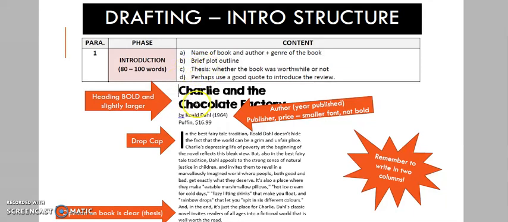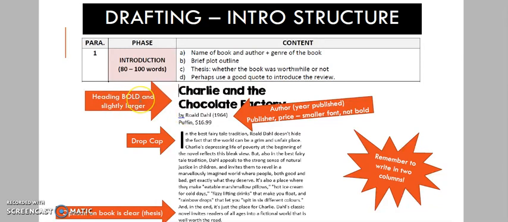So as you'll see here, the name of the book is my heading. The author has been placed underneath with the year as well in brackets, and then I've also put the publisher and the price. That's not listed here, but please ensure that you do that because it actually is a part of your writing style guide requirements.